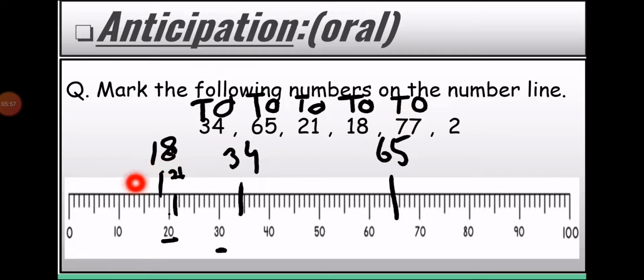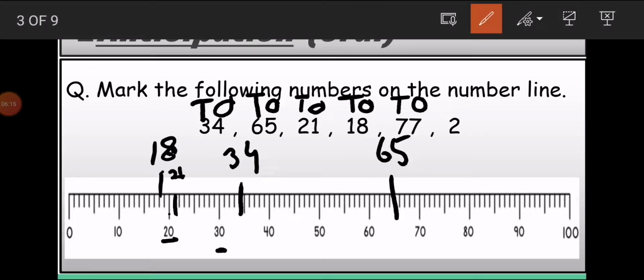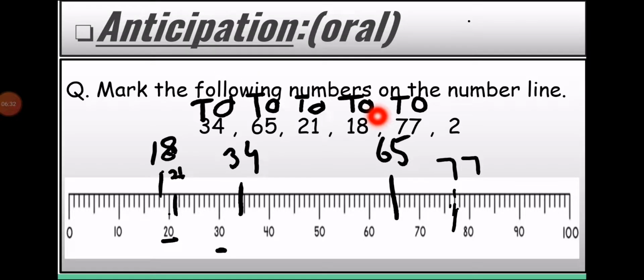So we will find the 7 tens on the number line first. 0, 10, 20, 30, 40, 50, 60, 70. Here is 70. And how many do we have to count more? 7. 1, 2, 3, 4, 5, 6, 7. Here is 7. Let me mark it. Here is 70. Here is 77. Now, this is the 77 place.